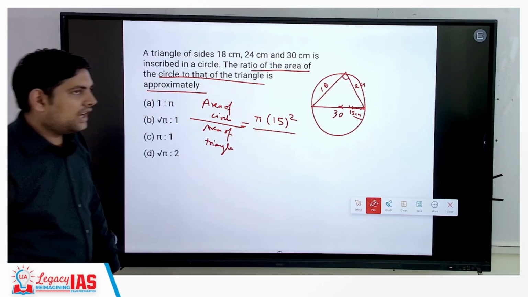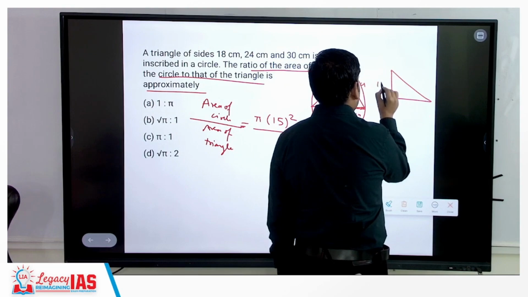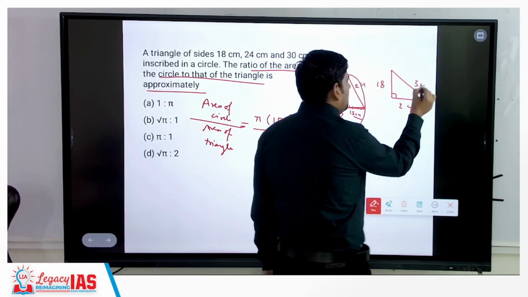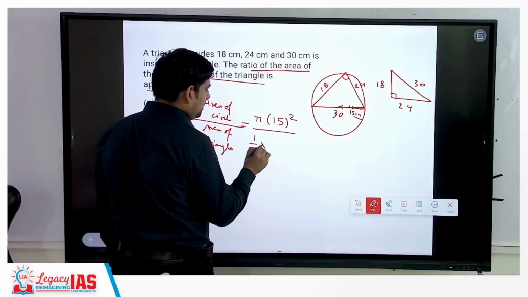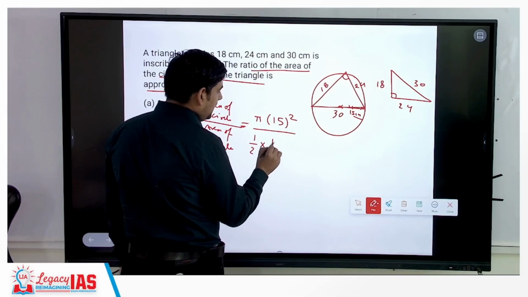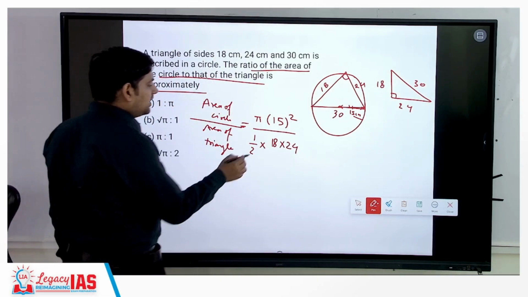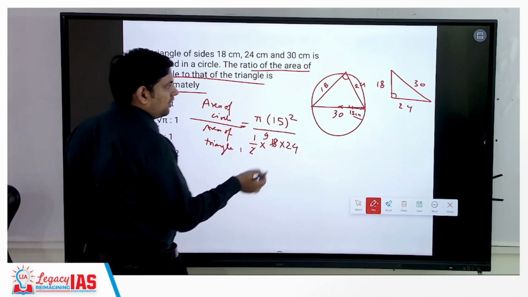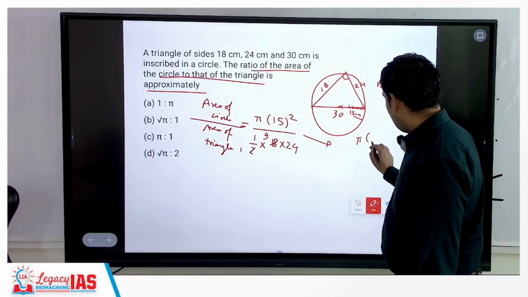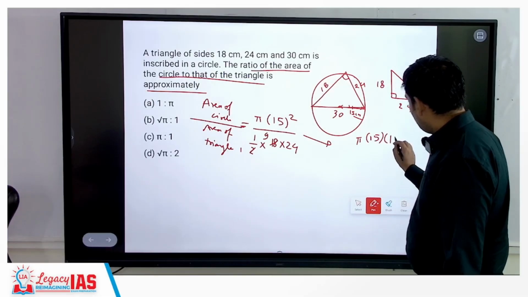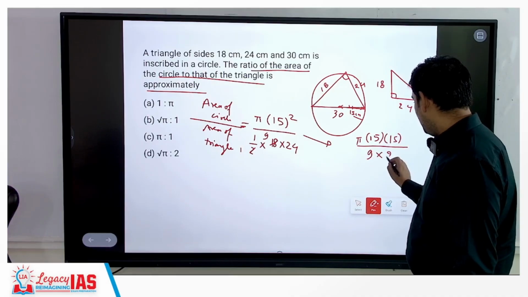Now, area of the triangle will be what? If this is a right triangle with lengths 18, 24 and 30, what will be its area? Its area will be half into 18 into 24. Now we just cancel them out. 1 time, 9 time. Now, here this becomes pi into 15 into 15, correct? 15 square upon 9 into 24.